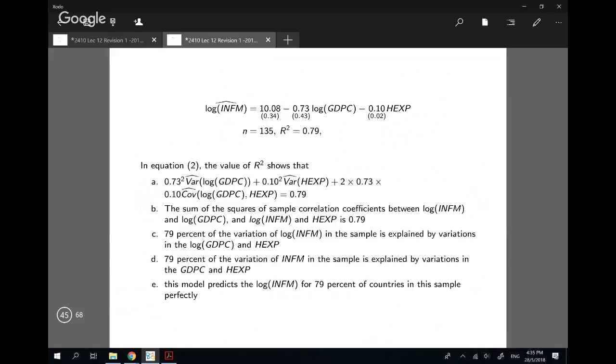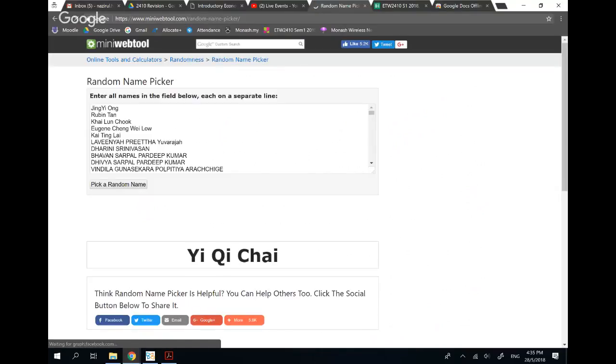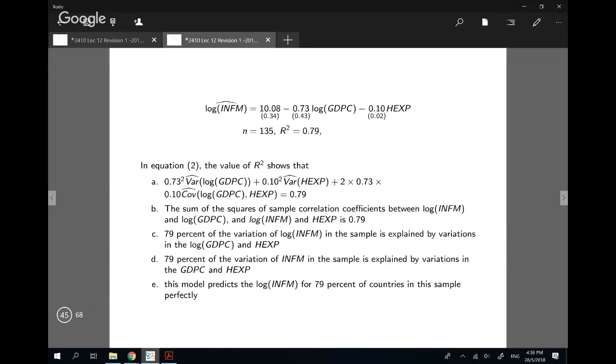Okay, equation 2. The value of R square shows that it's 0.79. So, A, B, C, D. C: 79% of the variation of log infant mortality is explained by variation in log GDP and HGC. Is that correct? C? Okay.